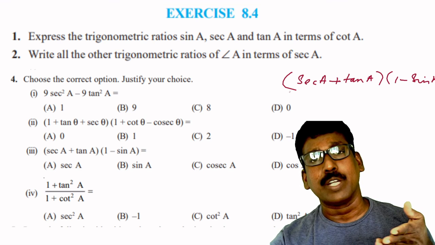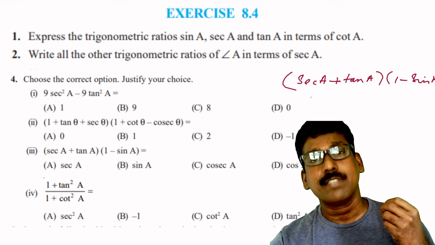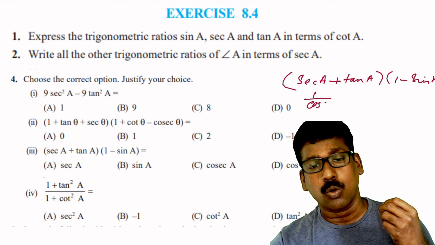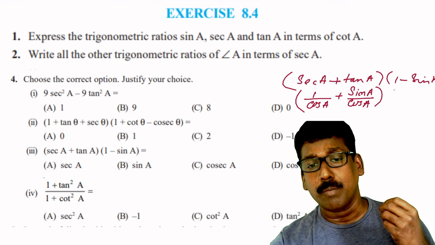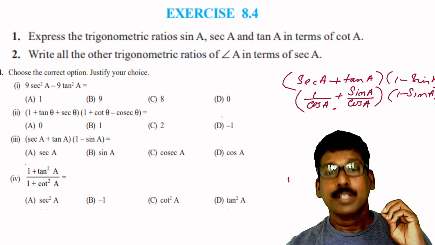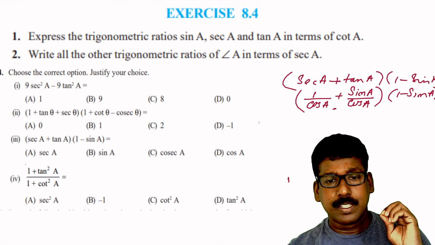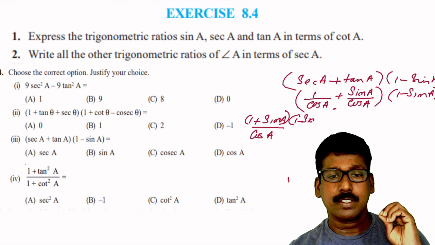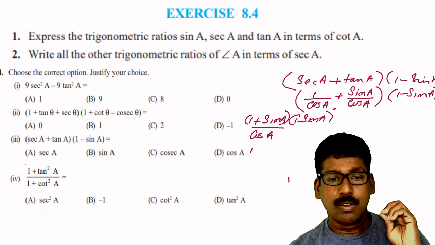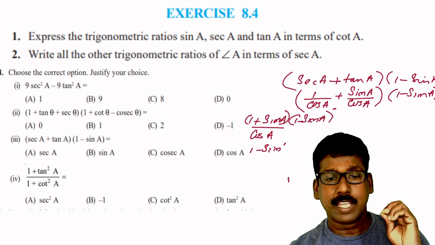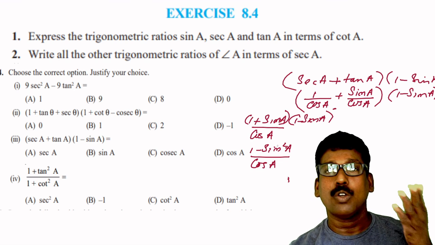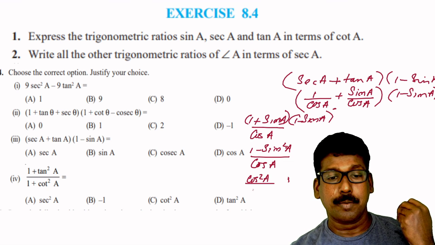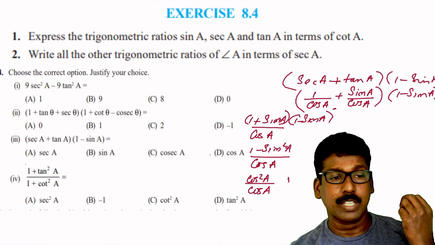Here sec A, tan A and all you can represent in terms of sin and cos. That means sec A is the reciprocal of cos, so it is 1 by cos A plus tan A you can write as sin A by cos A, into 1 minus sin. 1 by cos A plus sin A by cos A, that is, cos A you can take as common denominator, then the numerator will be 1 plus sin A into 1 minus sin A. That is a plus b into a minus b form, it is 1 minus sin square A by cos A. You know 1 minus sin square A is equal to cos square A, so it is cos square A by cos A. Cos square A by cos A is cos A, so the correct option is D.